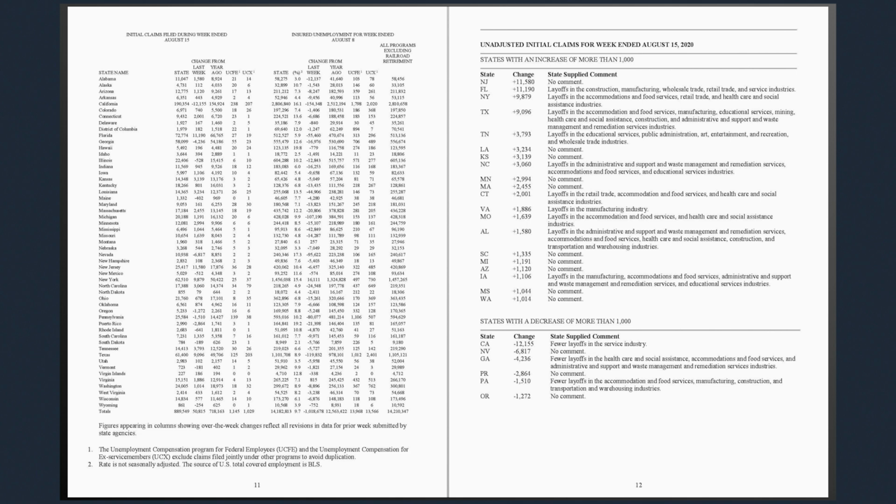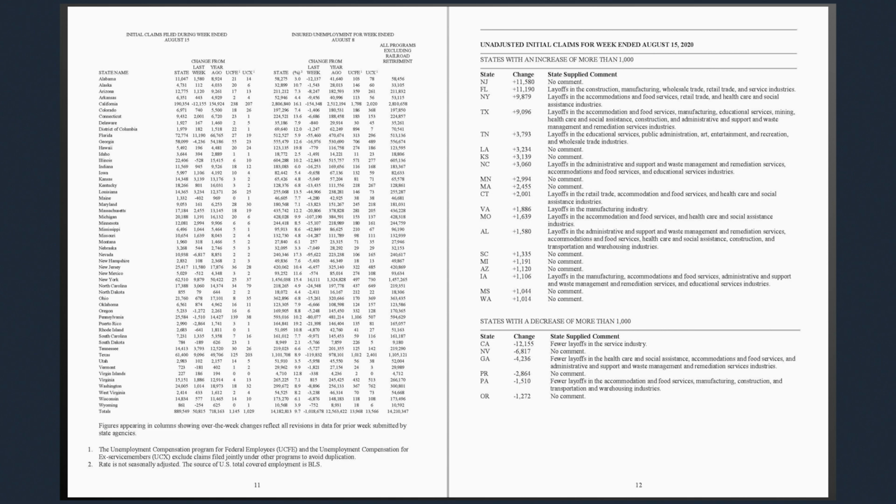Alabama. Plus 1,580. Layoffs in the administrative and support and waste management and remediation services, accommodations and food services, health care and social assistance, construction, and transportation and warehousing industries. South Carolina. Plus 1,335. Michigan. Plus 1,191. Arizona. Plus 1,120.